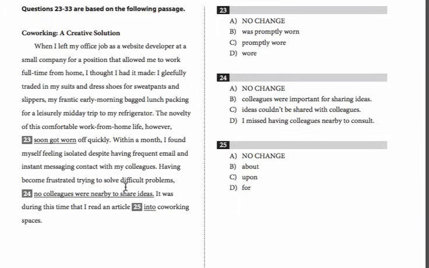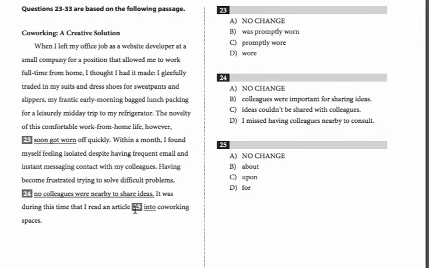All right. And 25. It was during that time that I read an article into co-working spaces. Do you read articles into stuff? I don't think so. That doesn't seem very good. Do you read articles about stuff? That doesn't sound wrong. Do you read articles upon or articles for? No, I don't read articles upon stuff. I don't read articles for fly fishing. I read articles about fly fishing. Now this one's a little bit idiomatic.